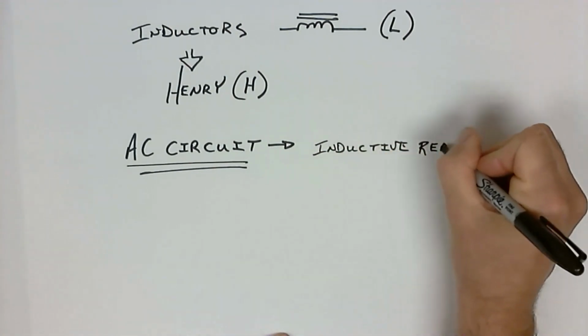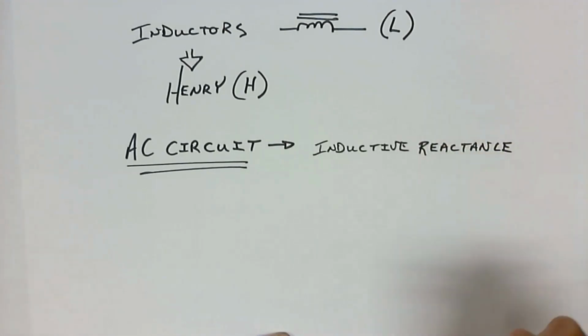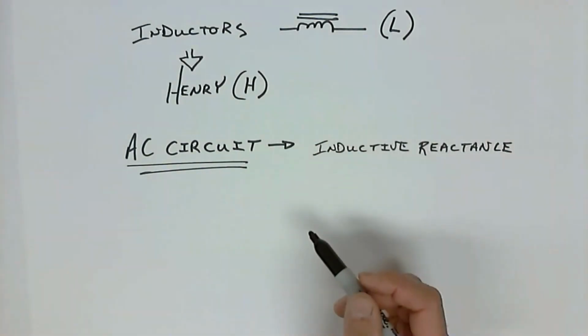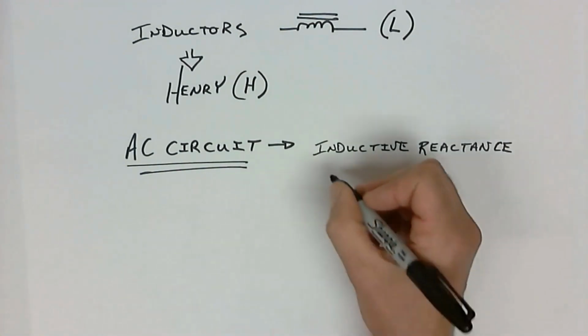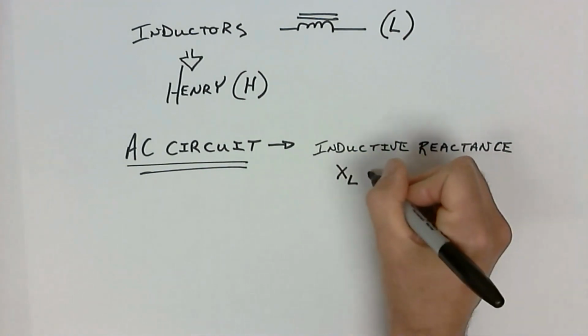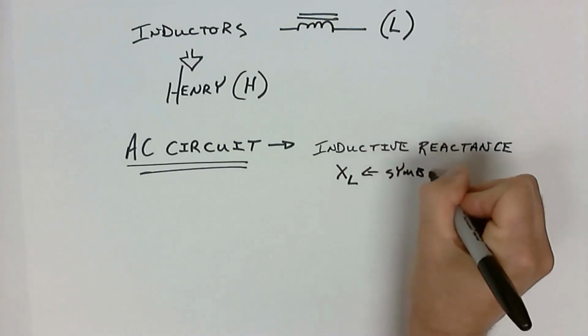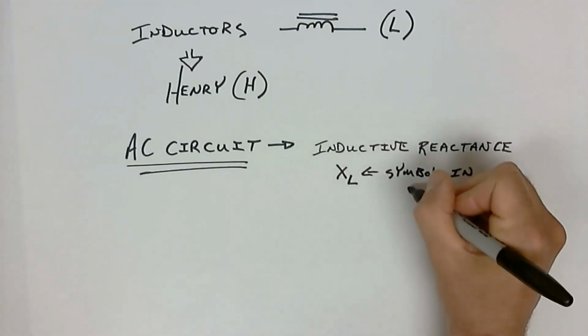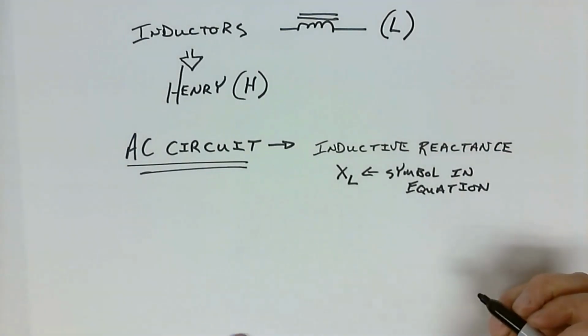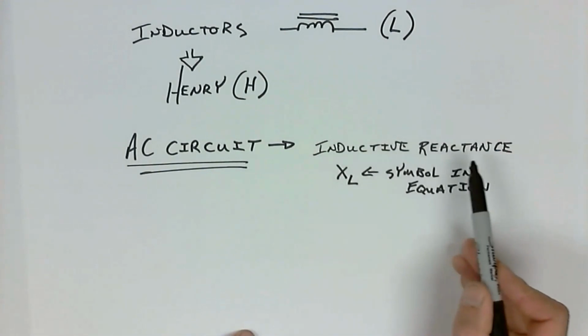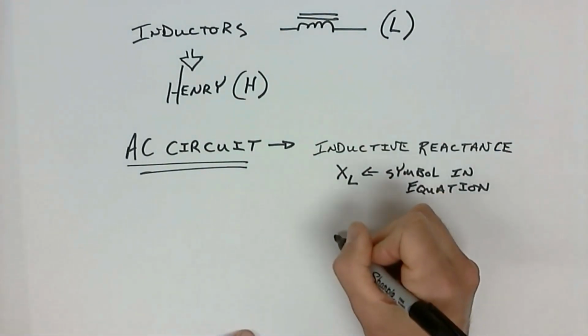Inductive reactance. Inductive reactance is only found in an AC circuit, only in an AC circuit. So if it's only found in an AC circuit, we can only calculate these values when the inductor is in an AC circuit. Inductive reactance will also have a means of representing it in an equation. So this would be the symbol in an equation. And it will also have a means of measurement. How do we measure the quantity of inductive reactance? And the quantity is measured in ohms.